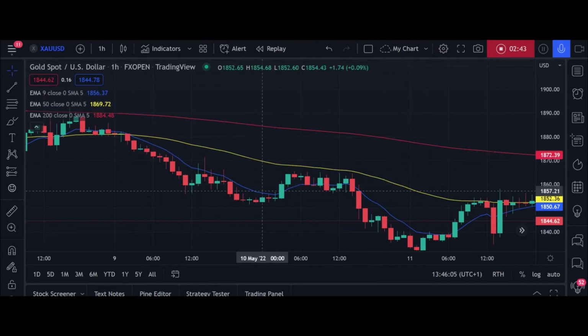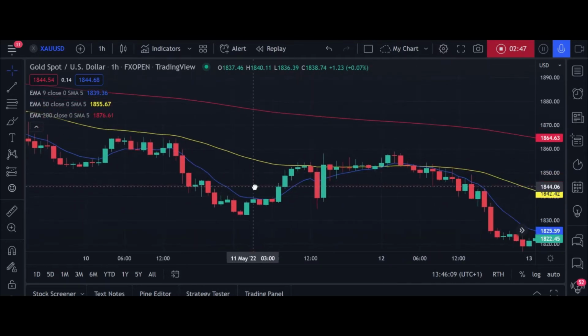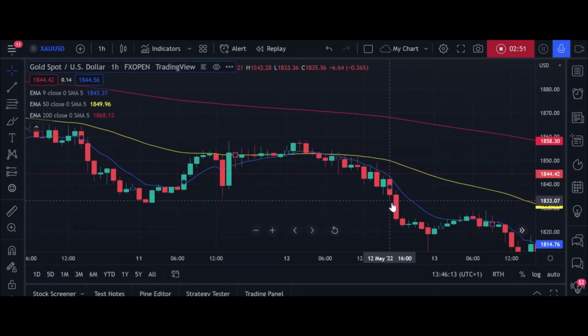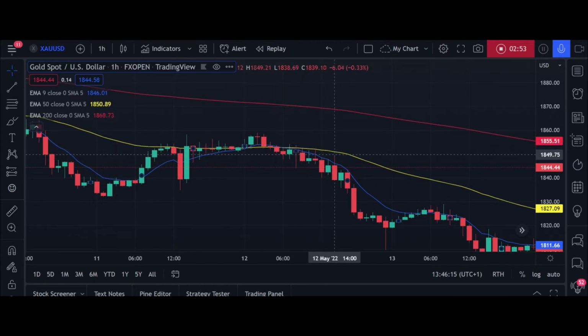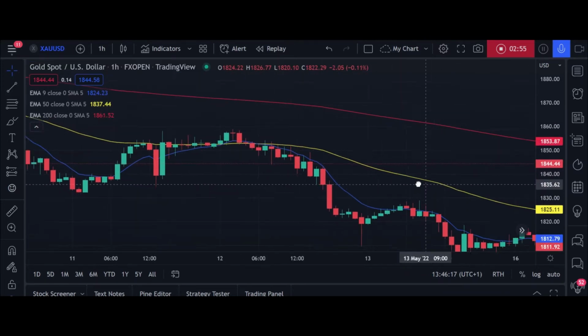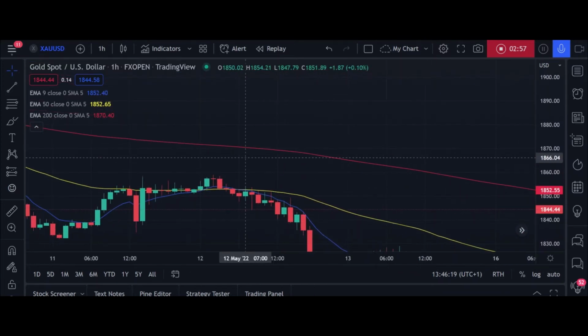You will see the 9-period follows the market price closely and moves in almost the same direction as the price action. The 9-period gives you the short-term price action. The 50-period moving average is much smoother and gives us a much clearer picture of price action. The 200-period moving average is almost flat and gives the long-term price action.